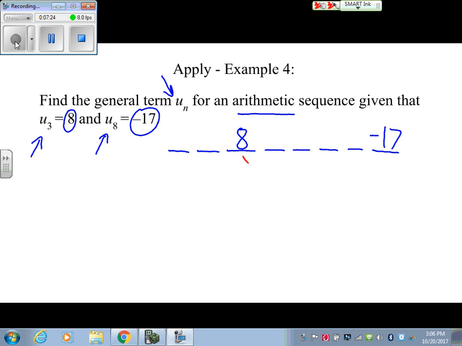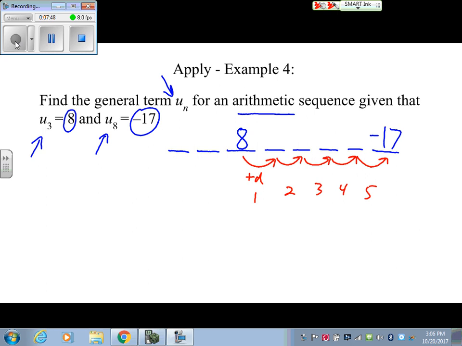So I can essentially say I'm going to add on one difference here to get from my third term to my fourth term. And then I'm going to add a difference on again to get to my fifth term, my sixth term, my seventh term, and then I would arrive at my eighth term. So how many common differences was that? Well, we had 1, 2, 3, 4, and 5. 5 common differences are being added on to the 8 to get my negative 17.